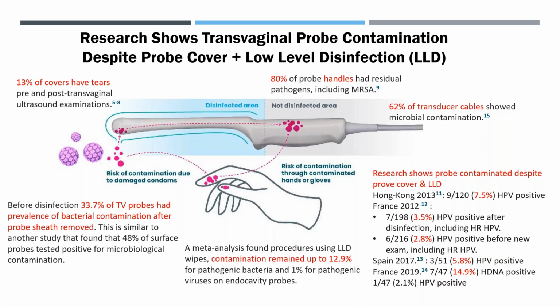A meta-analysis found that in procedures using low-level disinfection wipes, contamination remained, importantly, up to 13% for pathogenic bacteria and 1% for pathogenic viruses on endocavity probes. And this is because obviously when you use a probe wipe, you need to have contact of the wipe for a sufficient time on every single surface. So if there is either insufficient time, improper use of the wipe, meaning it had already dried out, or you missed a little piece of the probe, then you end up with residual contamination.